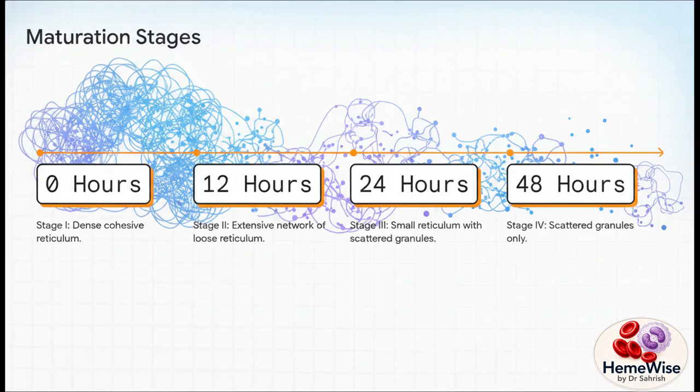extensive network. Fast forward to 24 hours at stage 3, and it's reduced down to a small reticulum with just a few scattered granules. Finally, by 48 hours in stage 4, you're left with just isolated, scattered granules. Visually, you can see everything is steadily decreasing here. The RNA content, the physical structure, the stain intensity, and even the overall cell size literally shrinks as it matures.